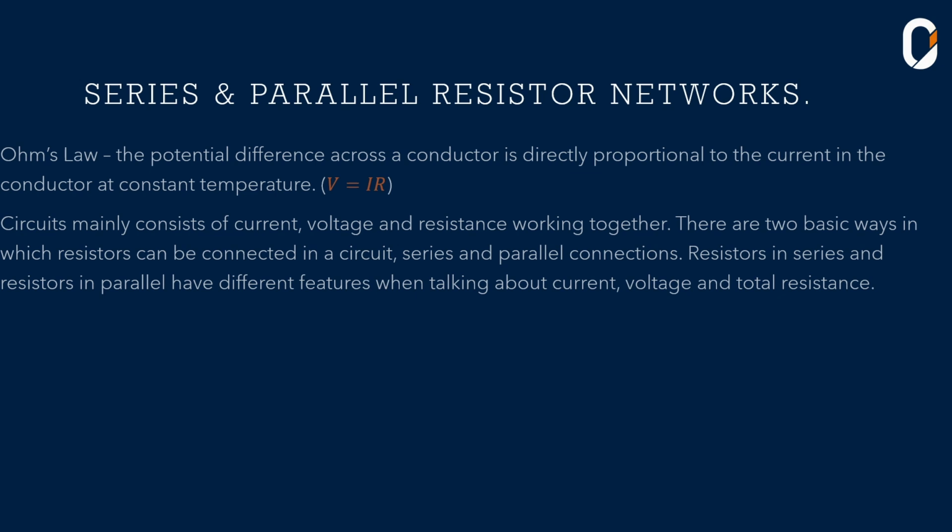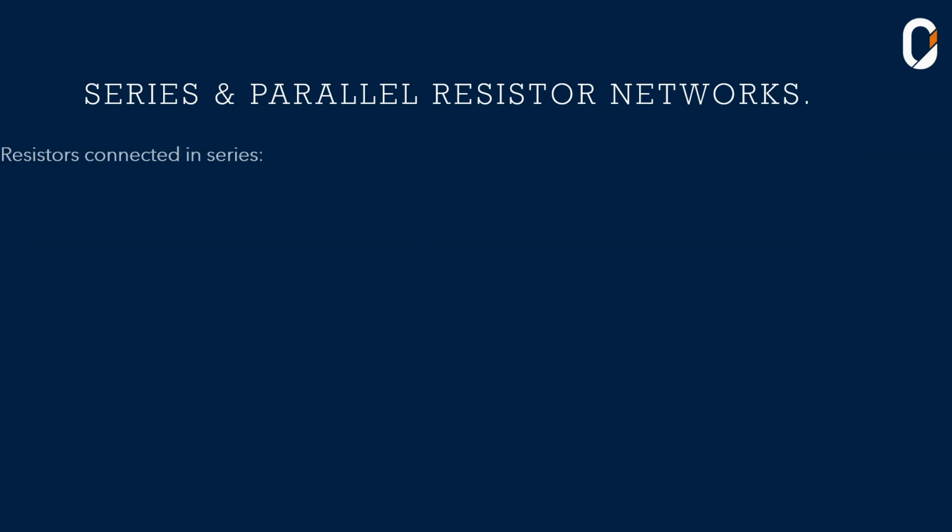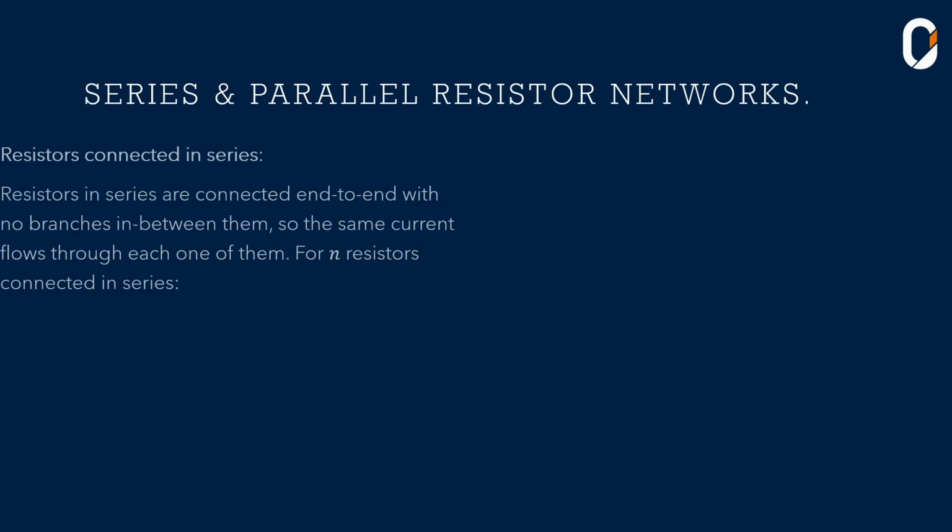Circuits mainly consist of current, voltage, and resistance working together. There are two basic ways in which resistors can be connected in a circuit: series and parallel connections. Resistors in series and resistors in parallel have different features when talking about current, voltage, and total resistance. Let's start by looking at resistors connected in series.